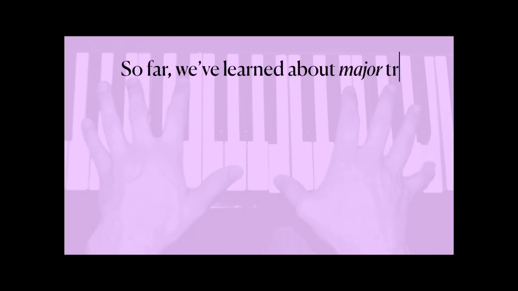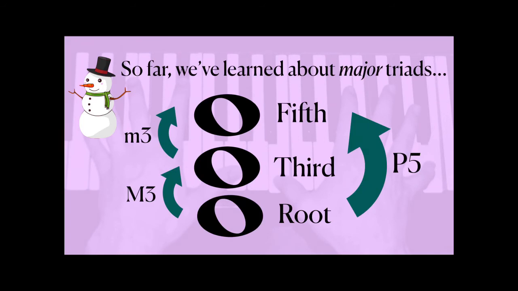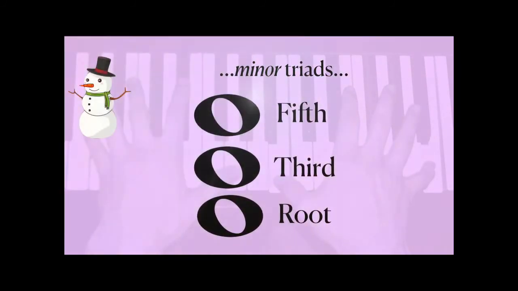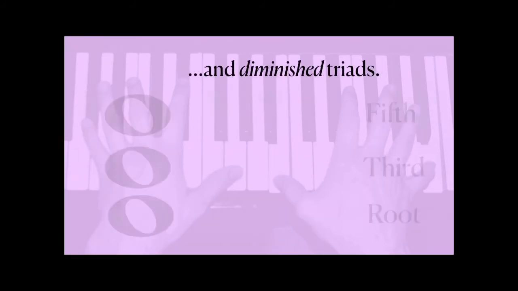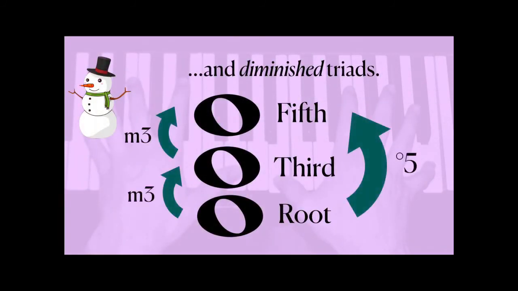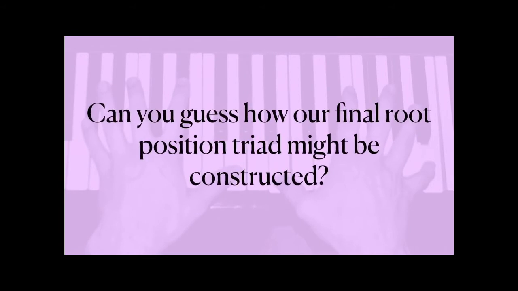So far, we've learned about major triads. That's a root, third, and fifth with a major third on the bottom, a minor third on the top, and a perfect fifth between the root and the fifth. We've also learned about minor triads: root, third, fifth, minor third on the bottom, major third on the top, and perfect fifth, again, between the root and the fifth. And we've learned about diminished triads, 2 minor thirds and a diminished fifth. Can you guess how our final root position triad might be constructed?